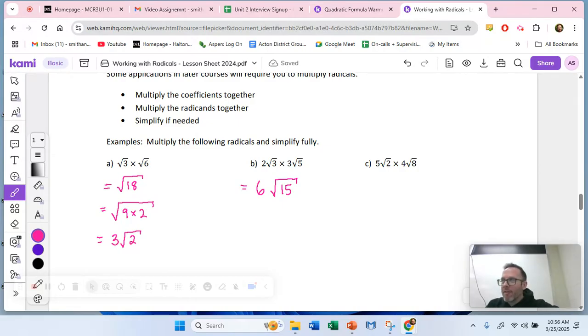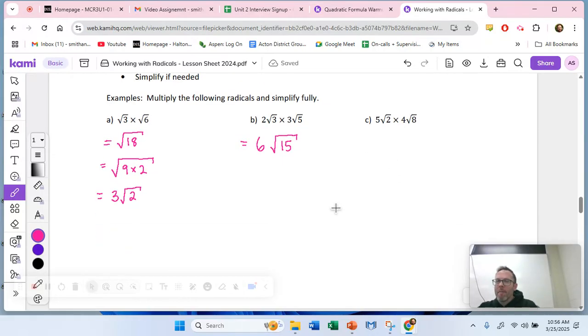I see some head shakes. I see some eyeballs in the back of the head. No, this one is done. You actually can't simplify this any further. It's just 6 root 15. That's it. I will let you guys try C, and I'm going to resist coming along for the ride for a second. Can you guys try C? And then we'll talk marching orders. Great job today, everybody.